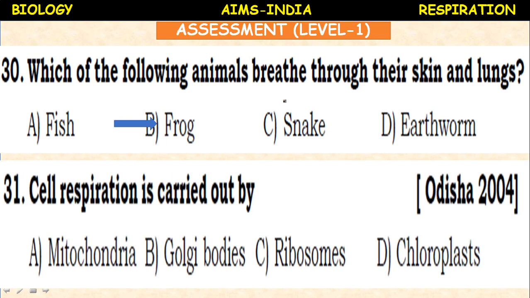Cellular respiration. Cell respiration is carried out by which cell organelle? It is the mitochondria, which is involved in the cellular respiration. That's why the mitochondria are called the powerhouses of the cell. The energy is produced in the mitochondria in the form of ATP. So hence they are called powerhouses of the cell.